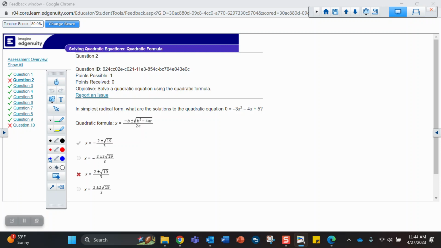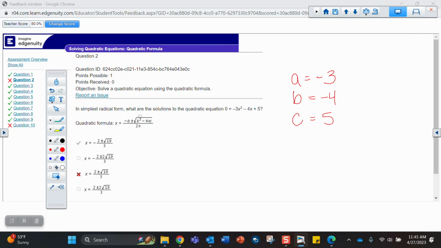We always want to make sure that our equation is solved, set equal to 0, so that's true here. Okay, so in this example, I want to start with the opposite of B. I like students to actually write out what A, B, and C are. And so in this case, A is negative 3, B is negative 4, and C is 5.